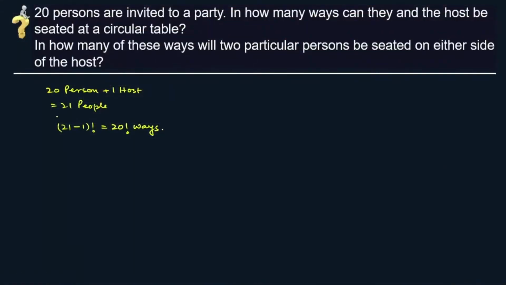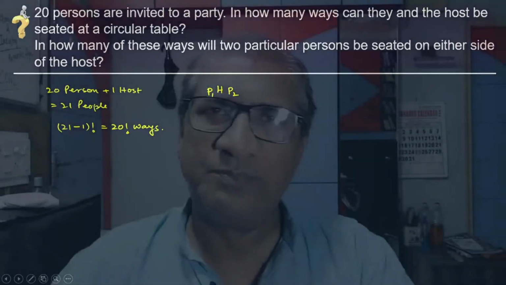The second question says, in how many of these ways will 2 particular persons be seated on either side of the host? That is, your host is here and two particular persons are there, let us say P1 and P2. These two people will always sit on either side of the host. So in how many different ways can we arrange those people on the circular table?